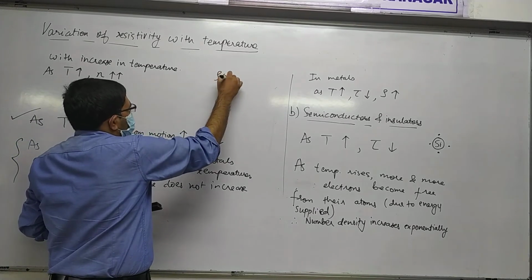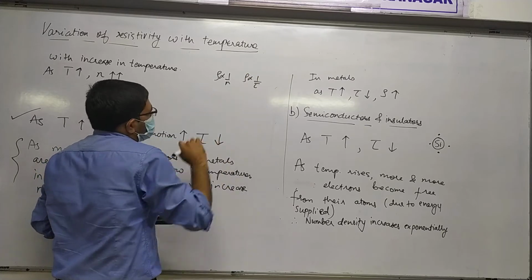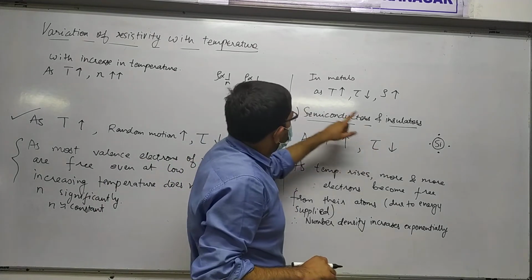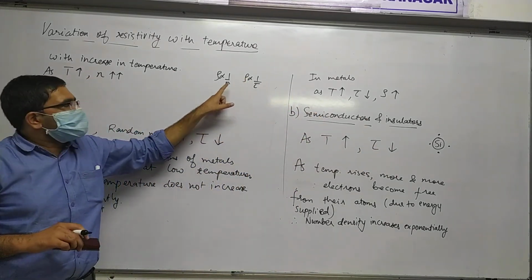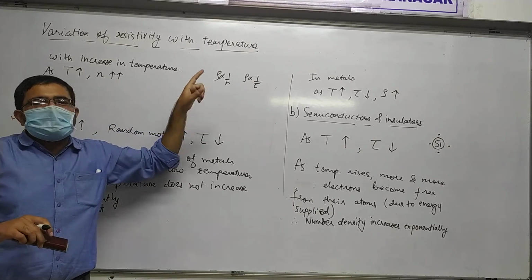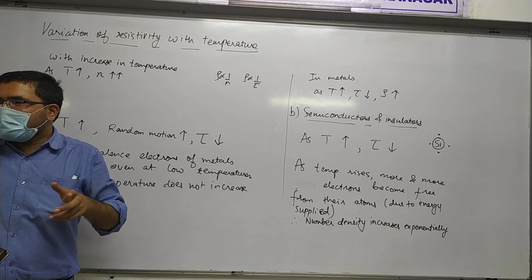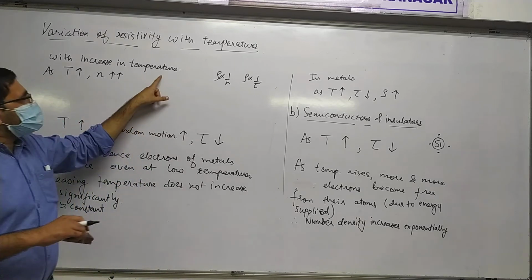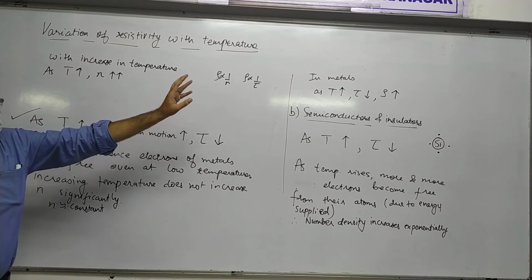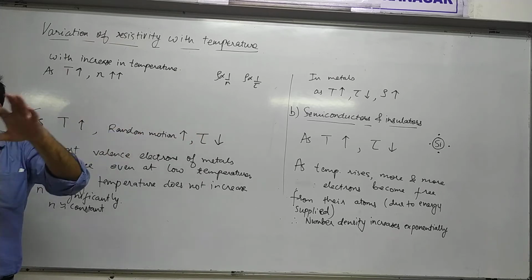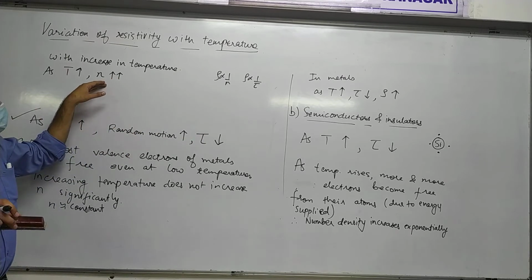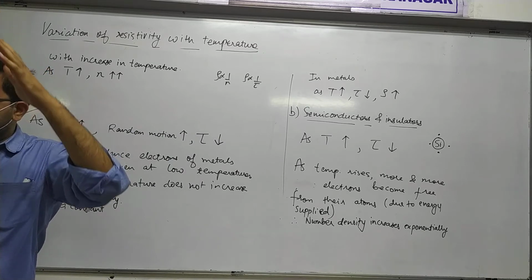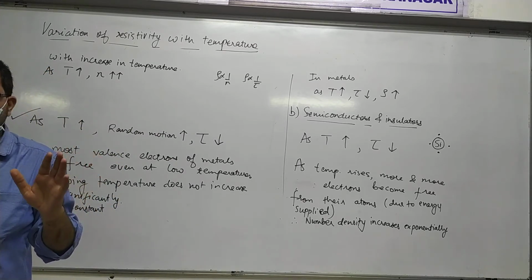Roughly speaking, rho will be proportional to 1 by n and rho will also be proportional to 1 by tau. So if tau will decrease, relaxation time will decrease, then resistivity should increase. But if n will increase, then resistivity should decrease. So who will win this battle? The answer is this. Even with increase in temperature, although relaxation time does decrease because more collisions, what is going on over here is that this is an exponential rise. What is exponential? It shoots up. Right? What does an exponential graph look like?